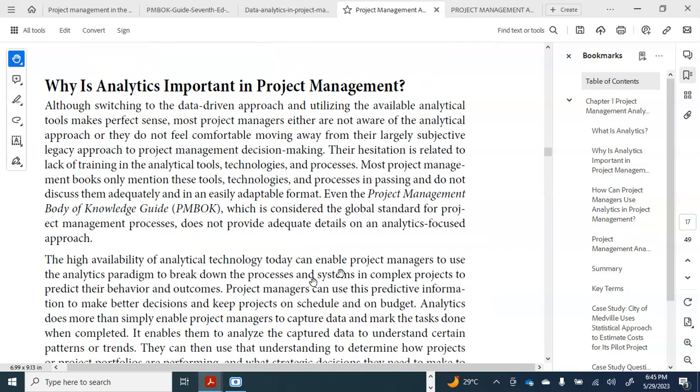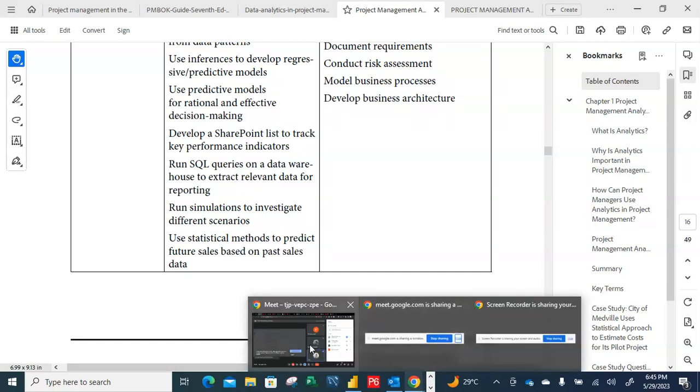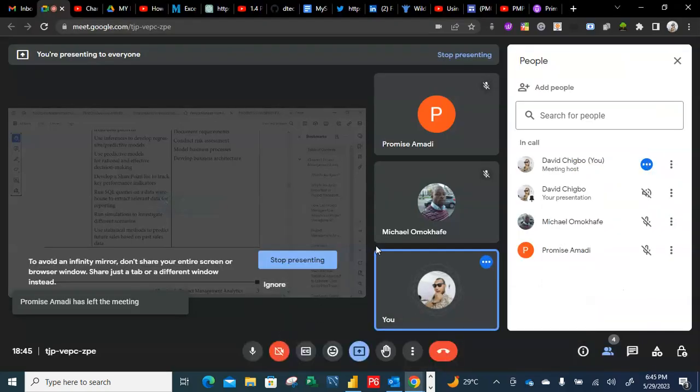So why is analytics important in project management? Why is analytics important in project management? I would like to ask us, why is analytics important in project management? I want this class to be interactive. So Engineer Promise, can you tell us why you think analytics is important in project management, from your own point of view, before we move ahead? Why do you think it's important to analyze our data?